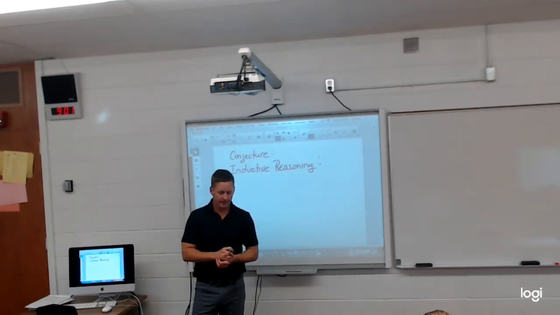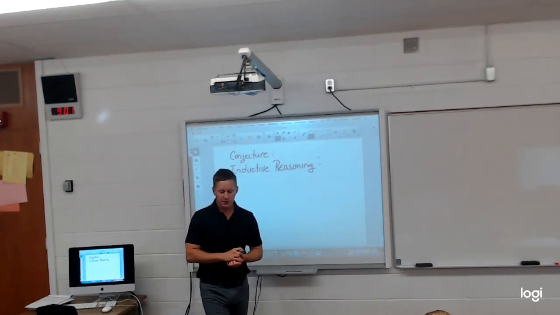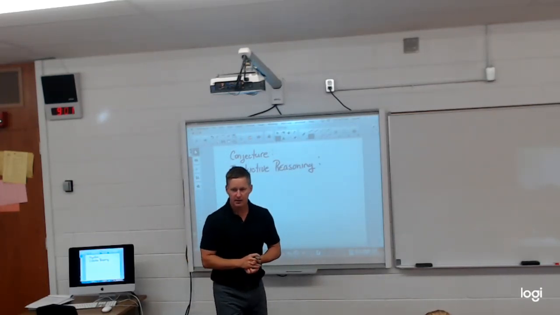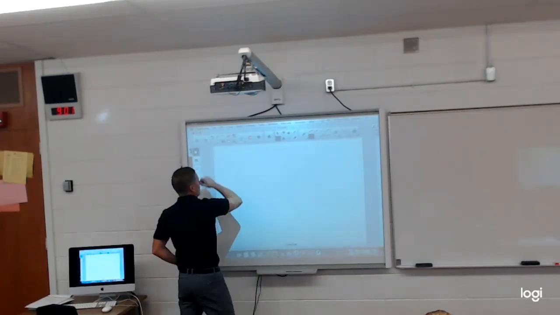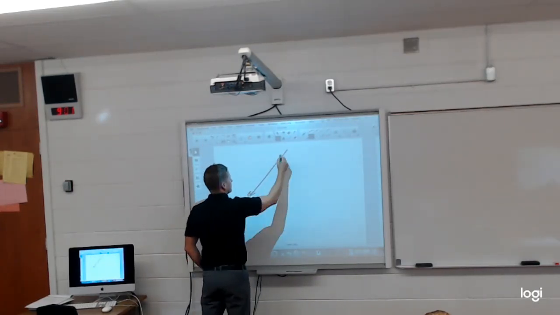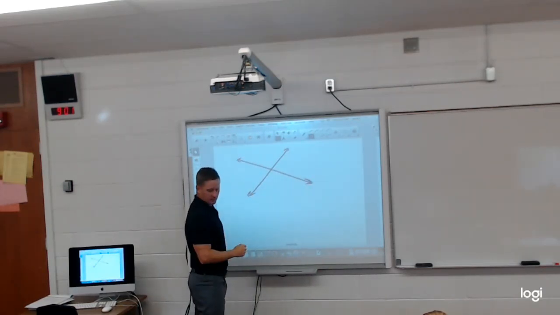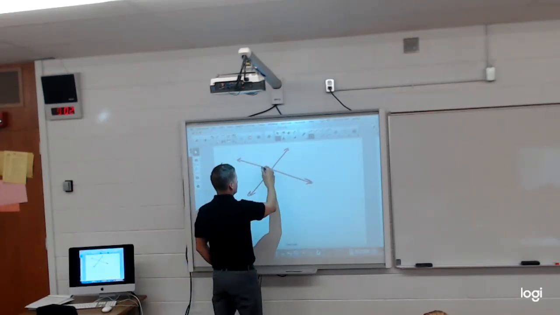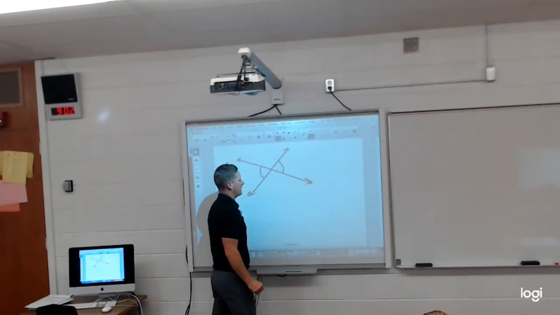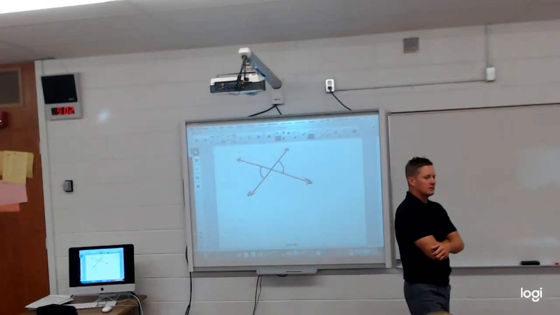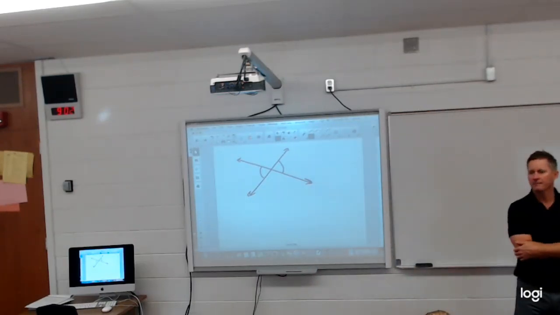It says, draw a pair of intersecting lines, measure and record the opposite angles as shown. What conjecture can you make? It's asking for a statement about two lines that cross. So I have two lines. What do I know about this angle and this angle? They're the same. Do we know what the names of those angles are? Do we remember?